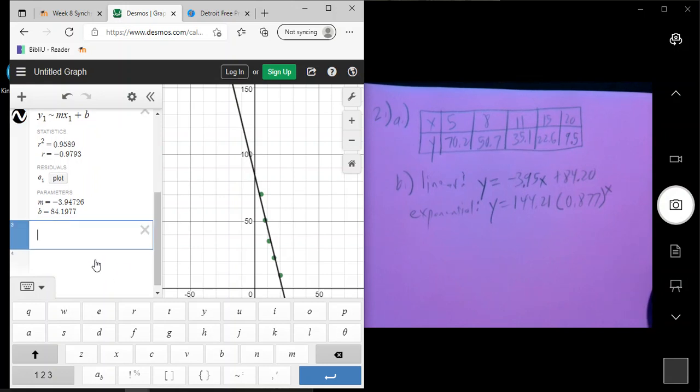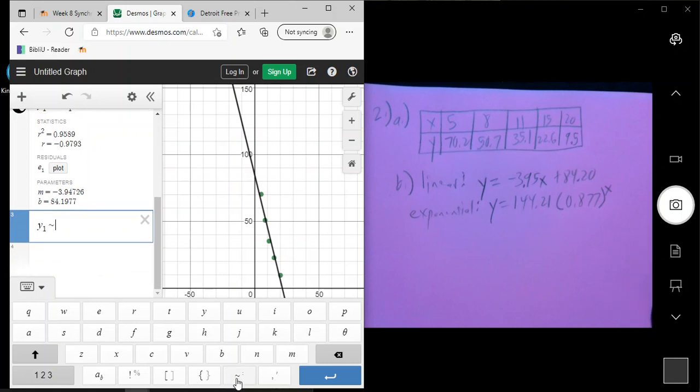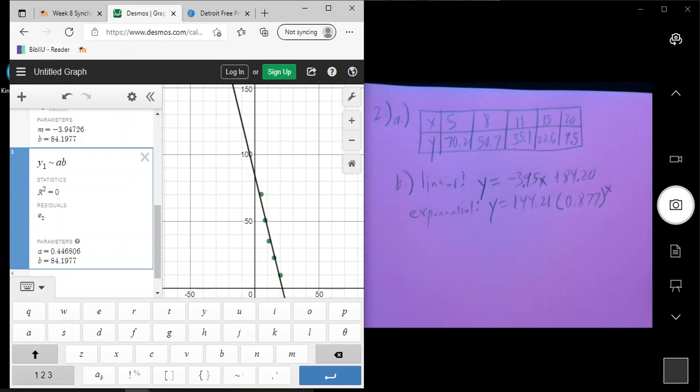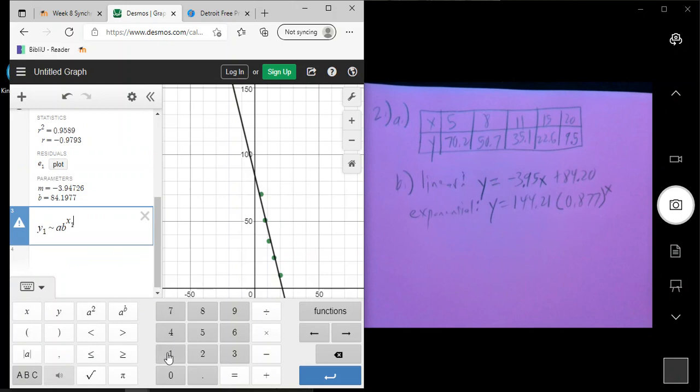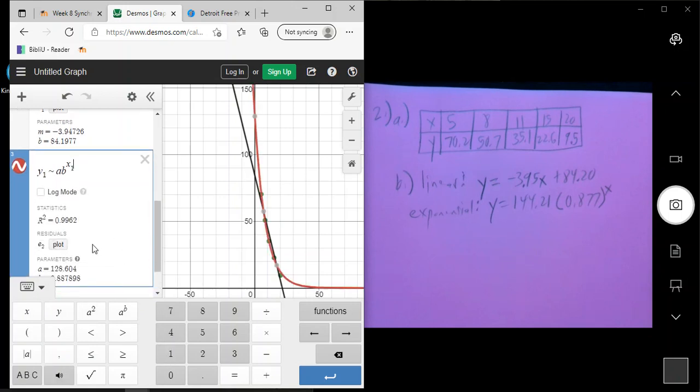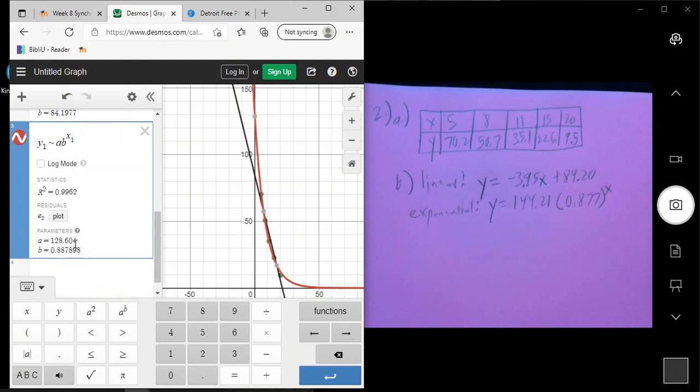Now we would take the same data and do y1, the tilde, it'd be ab. We'll hit the 1, 2, 3, and we'll take it to the x1 power. Now, if you look here, you notice here that we have a is 128, but we got 144. b is this value here, but we have a different value. You're supposed to click log mode after you get the exponential equation, and then it would change the numbers to the proper amounts. I don't know why Desmos has it set up like that, but that's how Desmos has it. So you have to be very conscious of that.